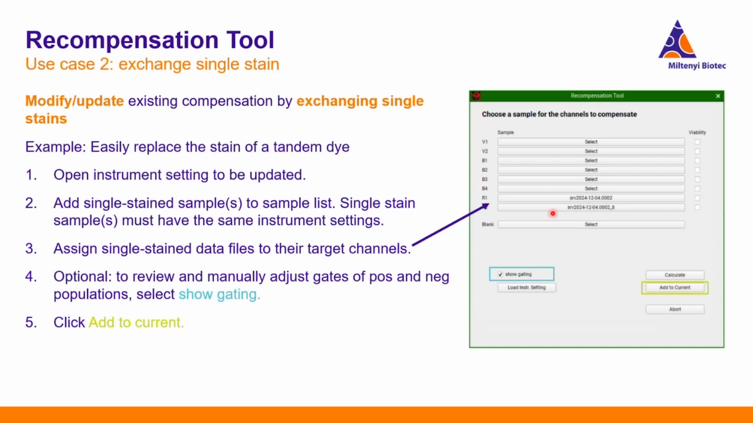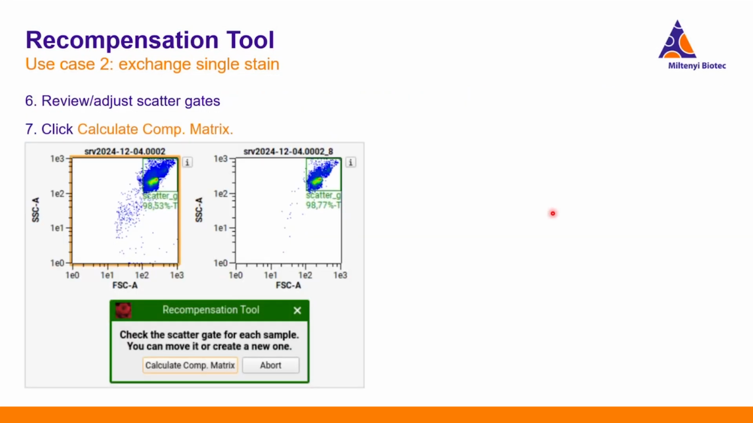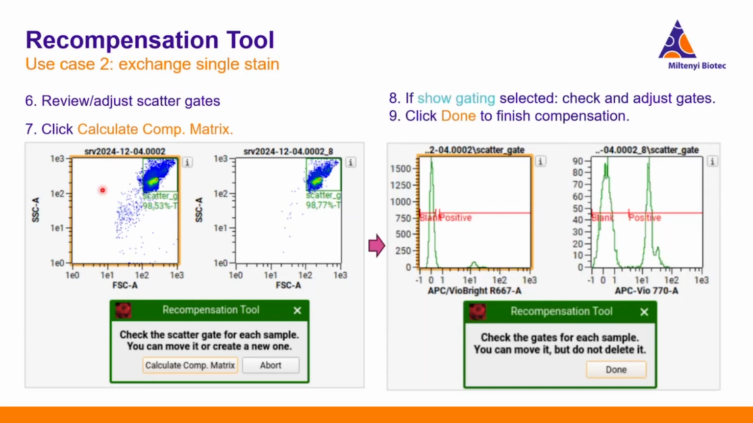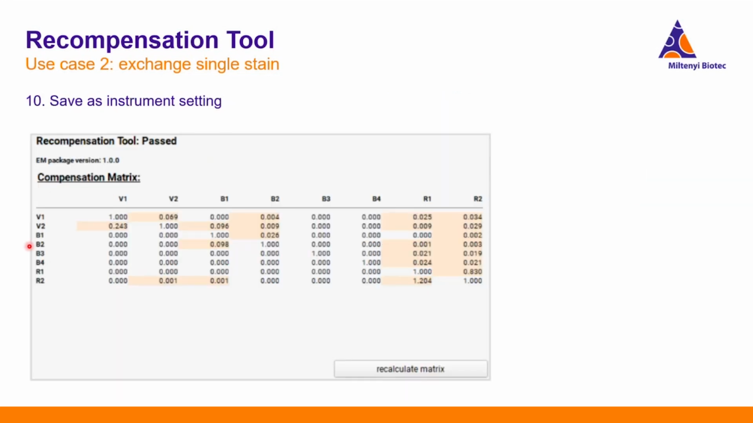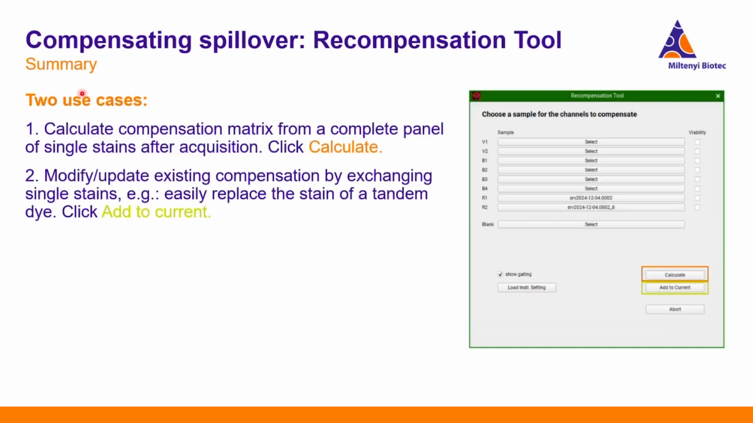files. And then again, you can review and adjust the scatter gates. And if you click the show gating, you can move the gates around if you want. And in the end, you get your readout, and you can save this as instrument setting and then use it for the future. Summary, very quickly, the tool, as I said, you really use it after acquisition, post-acquisition.